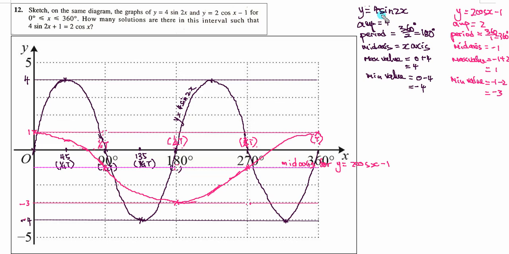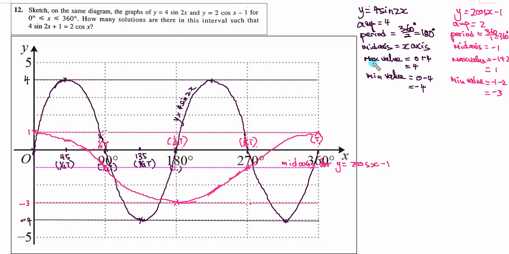Okay, y equal to 4 sine 2x, we use all black. Even the graph we use black. Okay, black ink. Now, so amplitude is 4. Period is 360 divided by the coefficient of x, which is 2 here. You got 180. Since there's no constant, your mid-axis is actually your x-axis.